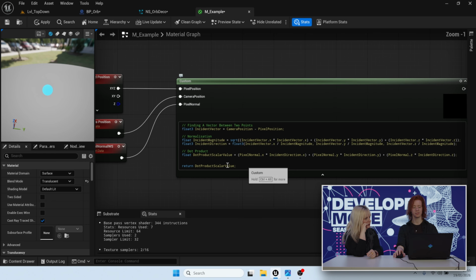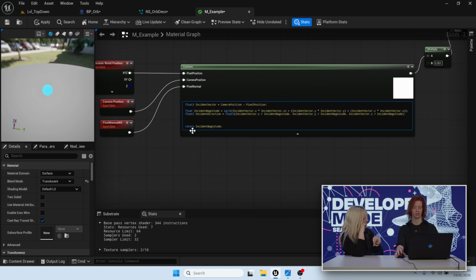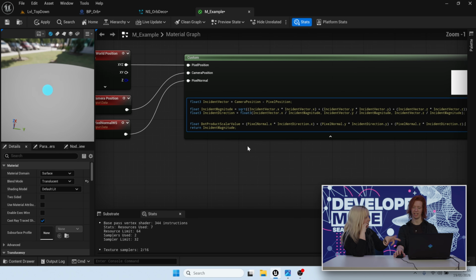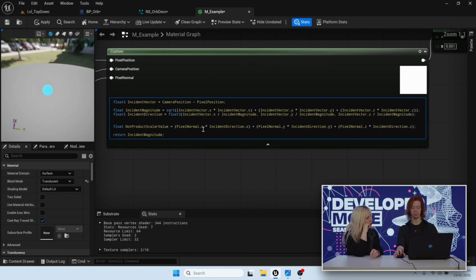Great. And if I have both those together, I can do that dot product calculation. We're going to do the calculation we've just seen, but for the space that we're working in right now. So I am taking the pixel normal and multiplying it by the instant direction, going through the X, the Y, and the Z, and adding them together. Same as we did with Dorian, and the same as we did with Caleb and Essek as well. And then we can return that value.